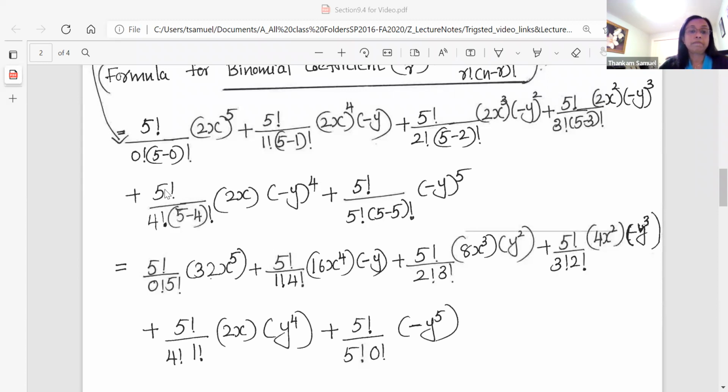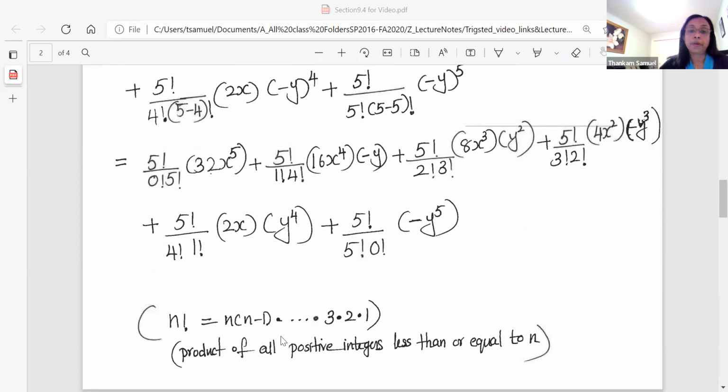Then this term becomes 5 factorial over 4 factorial times 1 factorial. 2x times negative y to the 4: negative y, the whole quantity to the 4th power, is positive y to the 4. And the last term is 5 factorial over 5 factorial times 5 minus 5 factorial, which is 0 factorial. Negative y, the whole quantity to the 5th power, is negative y to the 5th.